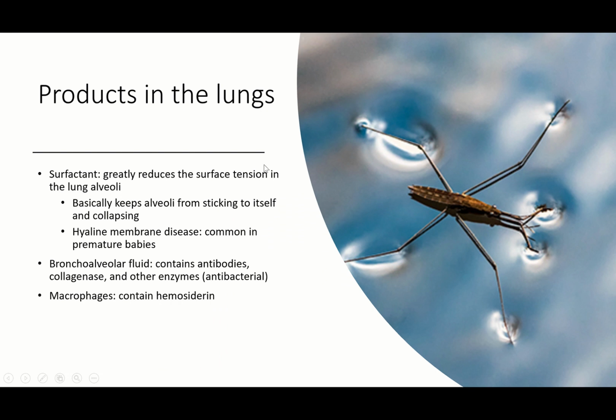Okay, so products in the lungs. We talked about how the type 2 pneumocytes produce surfactant. What they're doing in the lungs is this surfactant is going to reduce the surface tension in the lung alveoli, and that's really important for the alveoli. Basically, by reducing the surface tension, it keeps the alveoli from sticking to itself and collapsing.